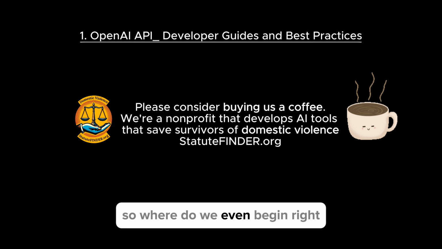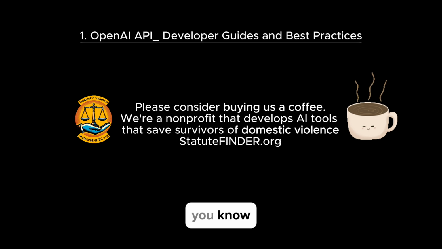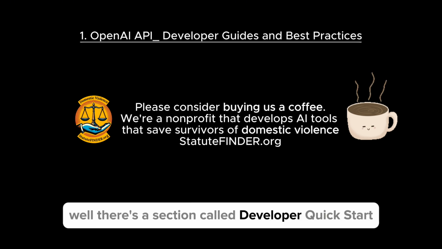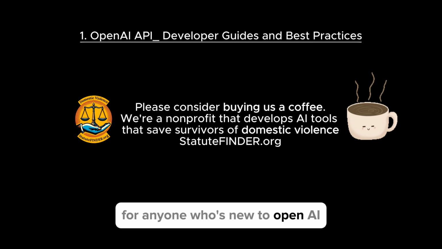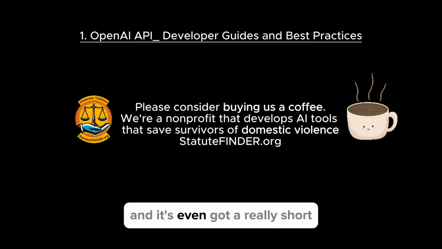So where do we even begin, right? I mean, the OpenAI documentation, it's huge. It's like this massive sprawling, how do we find our way around this thing? Well, there's a section called Developer Quickstart, and that's really the perfect jumping off point for anyone who's new to OpenAI. It's designed to give you a taste of what's possible, and it's even got a really short Python code snippet that you can use to make your first API call.